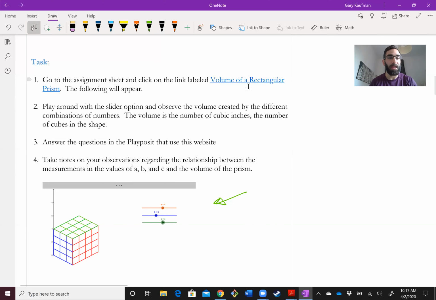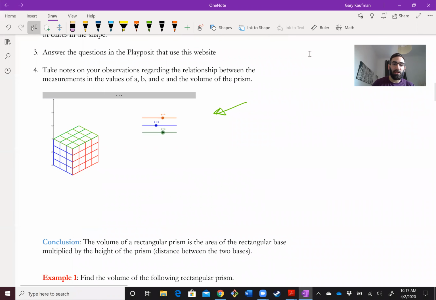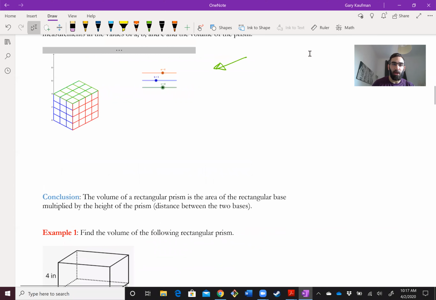So go to that link and start playing around. Take about 7 minutes playing around with this and making observations. Go ahead. I look forward to seeing what you think the relationship between A, B, and C is and their impact on volume. But when we go down here, here's the conclusion that we can draw.